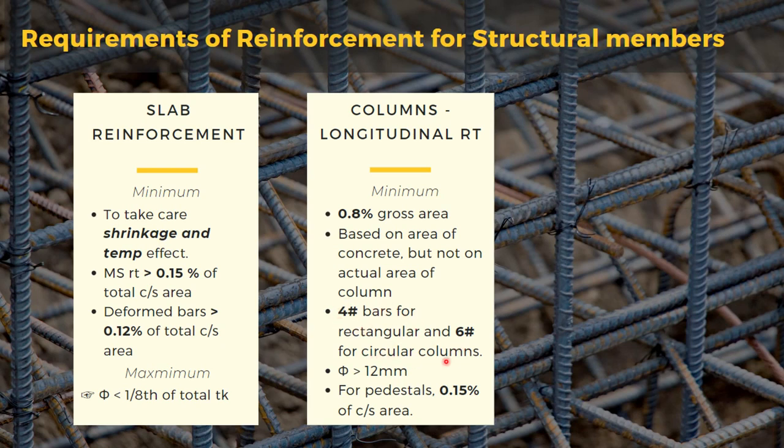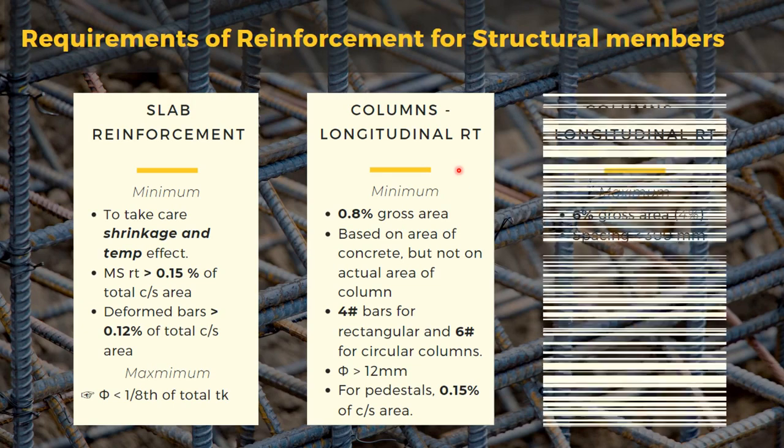In case of circular, minimum number of bars is 6. Minimum diameter of bar is 12 mm. For pedestals, 0.15% of cross section area. This is all about the minimum satisfying criteria in case of longitudinal reinforcement in columns.